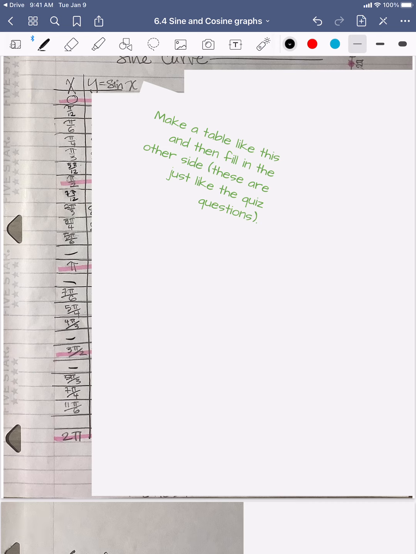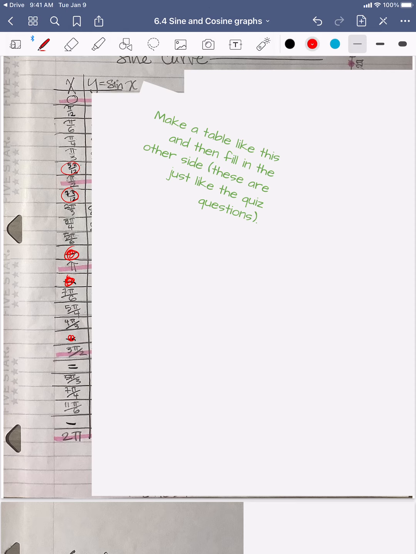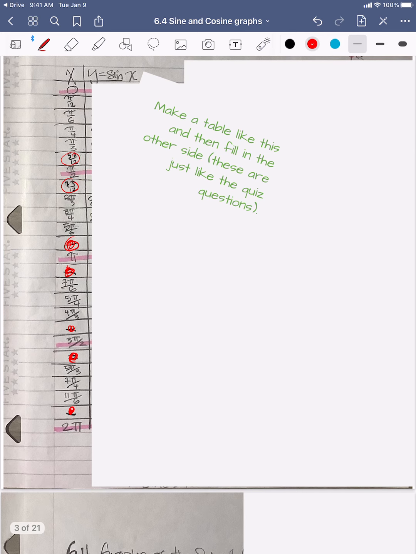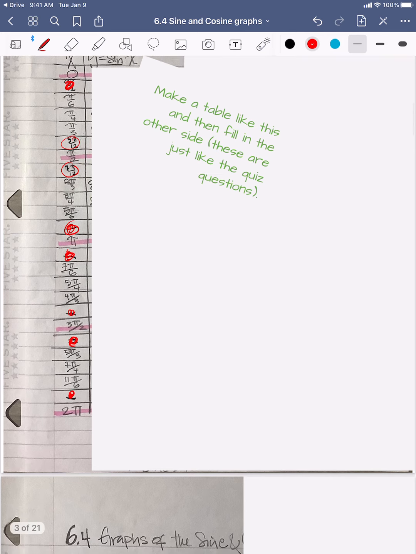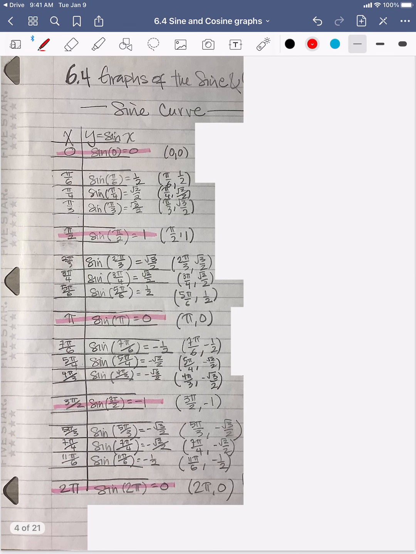I'm just leaving gaps, and they're the ones that surround the quadrantal angles. These are the pi over 12s, the ones that surround the quadrantal angles. And this guy up here, yeah. So make a table. We filled it out. These were just practicing our quiz questions. So there they all are filled out.